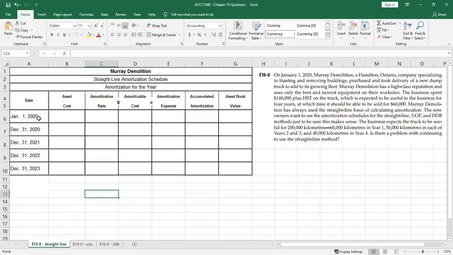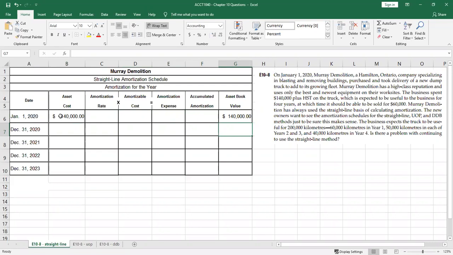Now, on January 1st, 2020, the only thing that happened on this date was the purchase of the truck. Nothing else. There's no amortization to consider or account for on that date. So asset cost on January 1st, 2020 is $140,000. And the asset book value on that same day is the same amount, $140,000, because no amortization needs to be accounted for. We've only owned this vehicle for 1 day at this point.